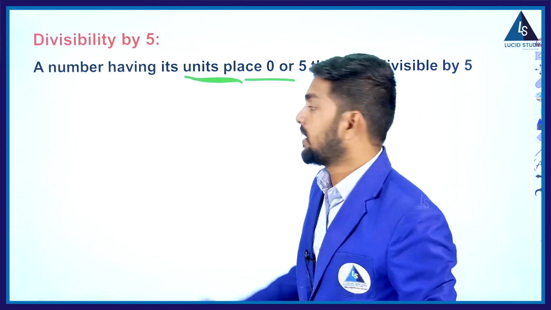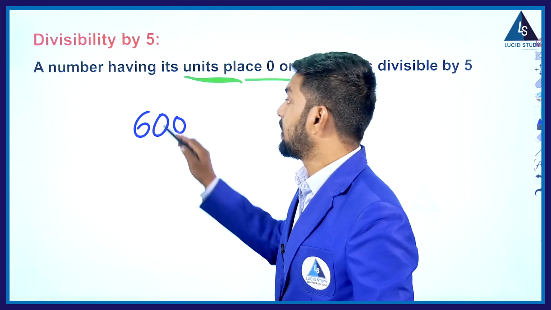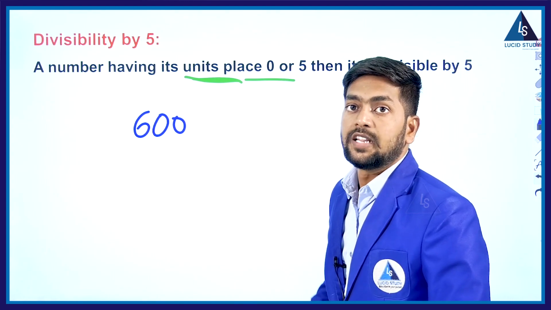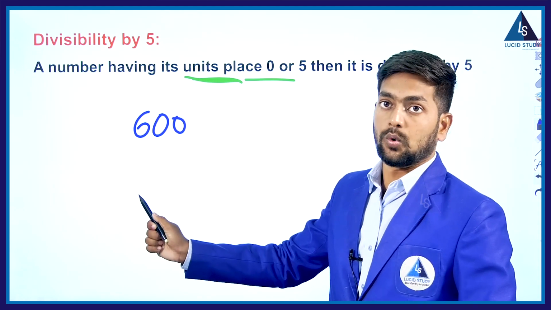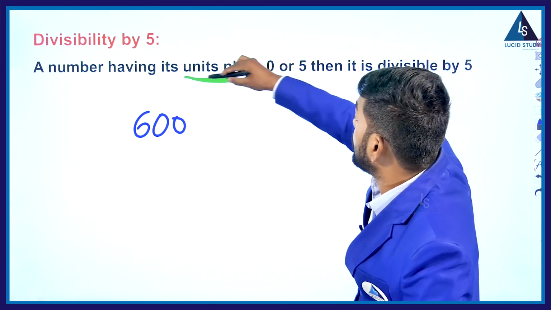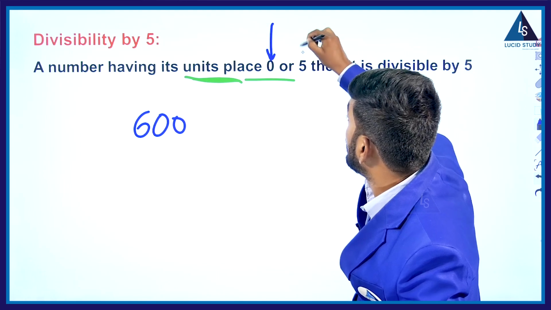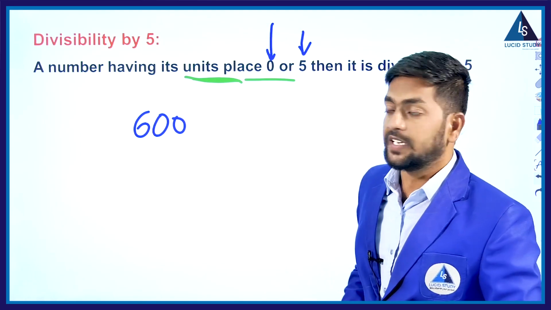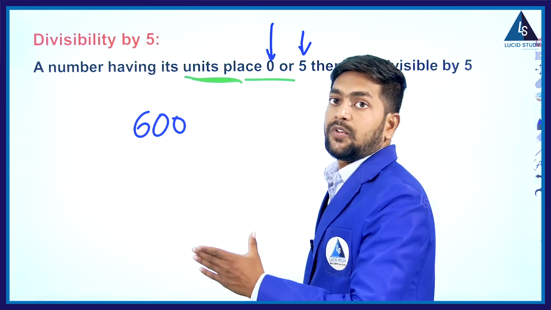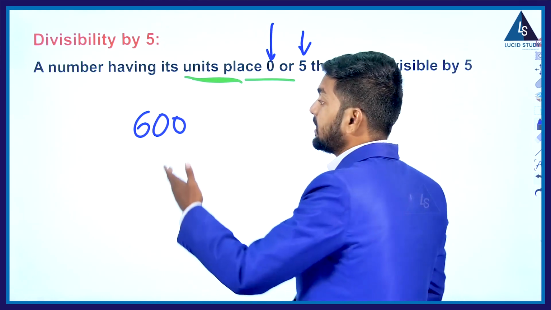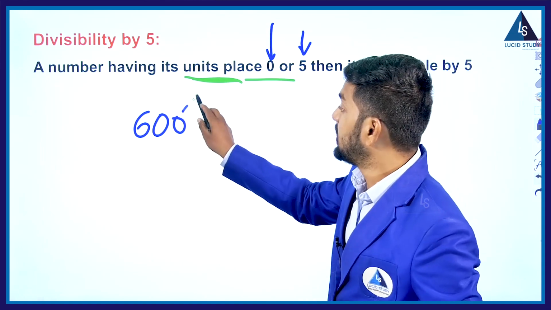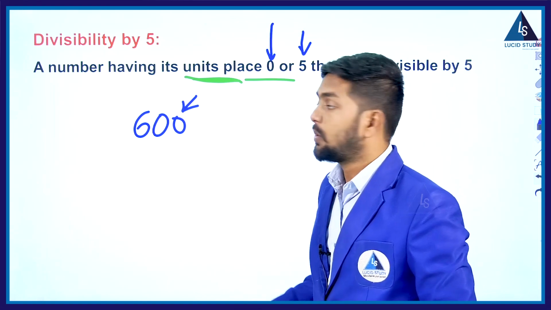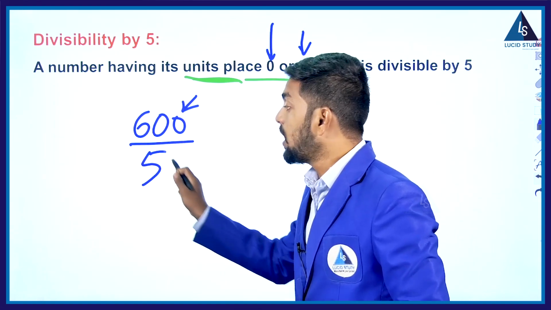So let's take a number. I am taking 600. Is 600 divisible by 5 or not? In the place of units, we have 0. So if the units place has 0 or 5, then that number is divisible by 5. We have seen 5 in the place of units. Now we'll see 0 in the place of units. This is the units place, tens place and hundreds place. Is this divisible by 5 or not?